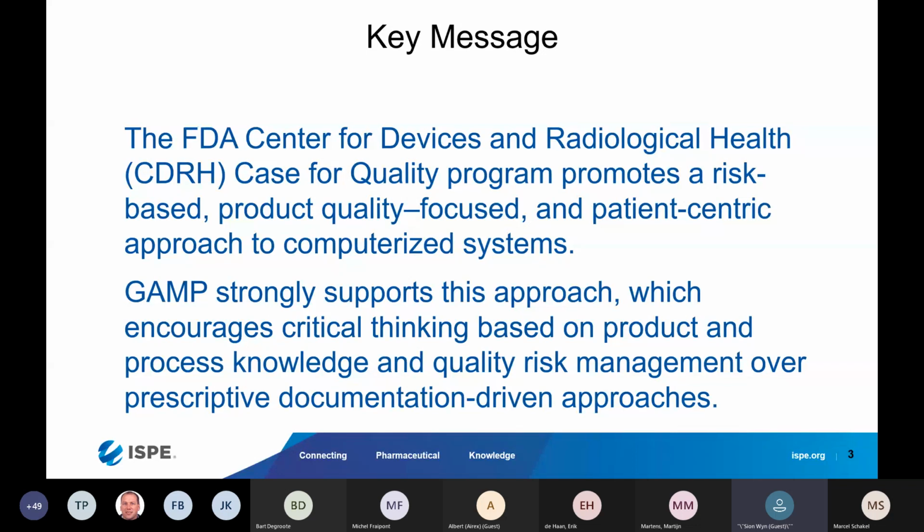Now, obviously, GAMP strongly supports this approach because that's what we are all about. It's being risk-based, product quality focused, and patient-centric, encouraging critical thinking based on product and process knowledge and proper quality risk management control approaches rather than prescriptive tick in the box documentation driven approaches.